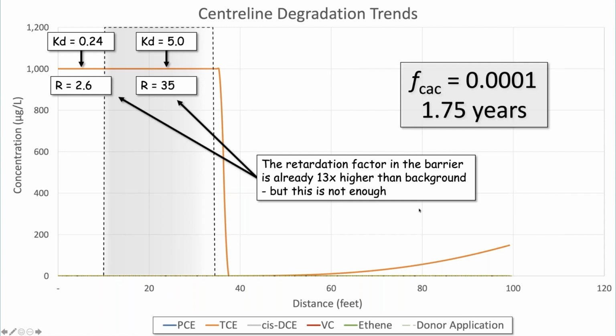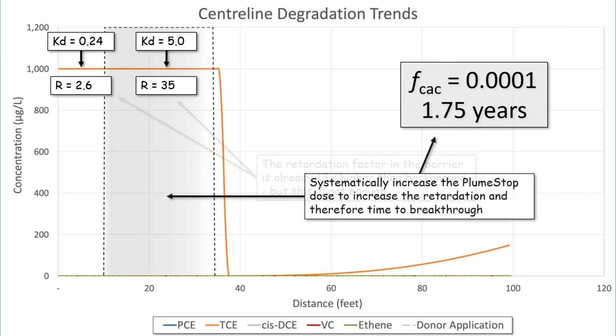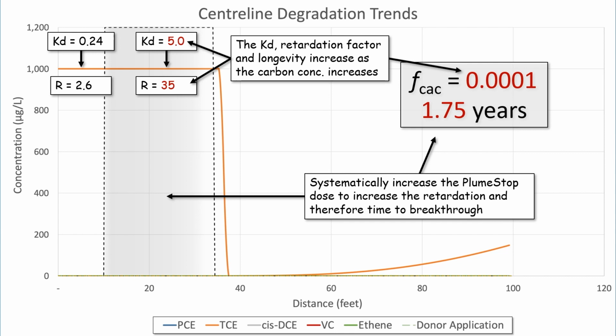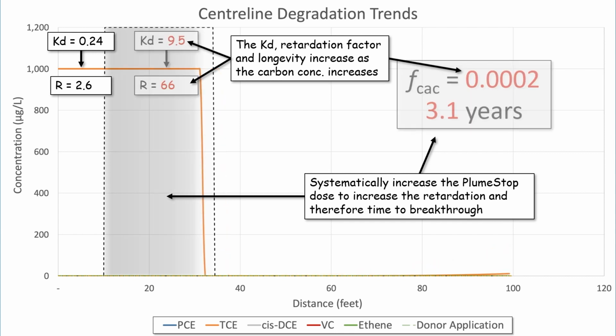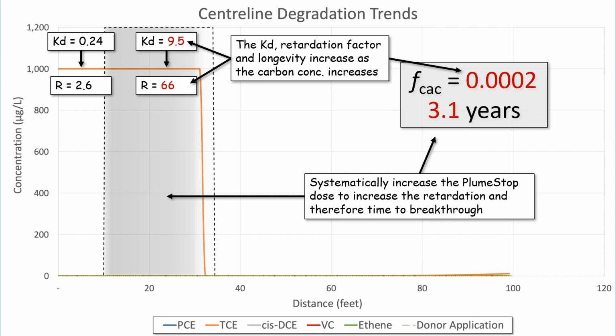We've got a retardation factor that's perhaps 13 times higher than background, but 13 times isn't really enough to buy us anything significant. So let's systematically increase the PlumeStop dose and see what happens to the longevity. We'll increase it bit by bit. So up to 0.2, we've now got 3.1 years longevity. We can see the KD and the retardation factor increasing.